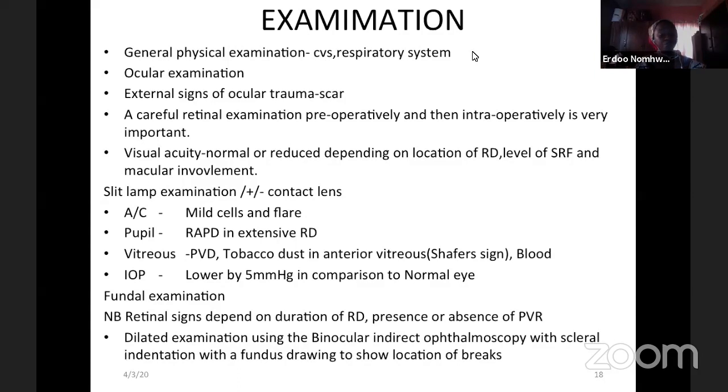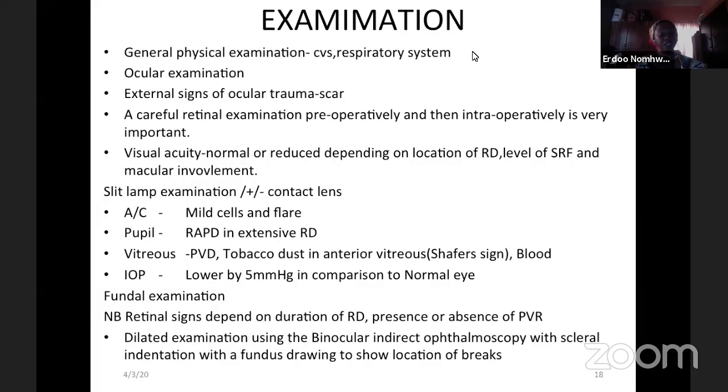If the macula is not involved, most times the visual acuity could be normal or reduced, but most times when the macula is involved, or the subretinal fluid is the bullous one overlapping the macula, the patients will complain of reduced vision. Just to state that a very careful retinal examination preoperatively and then intra-op is very important when you're working up a patient for retinal detachment surgery.